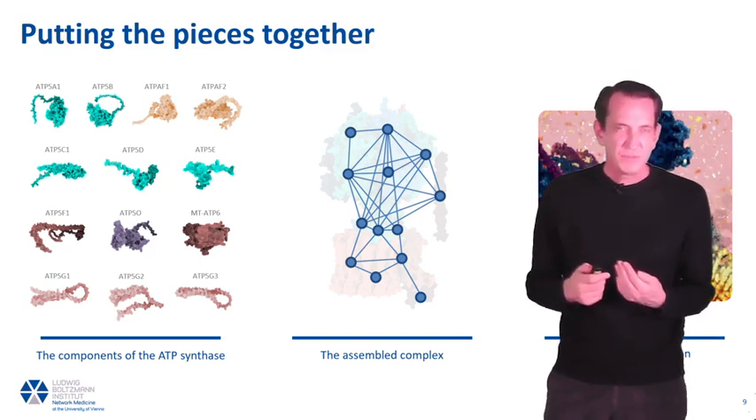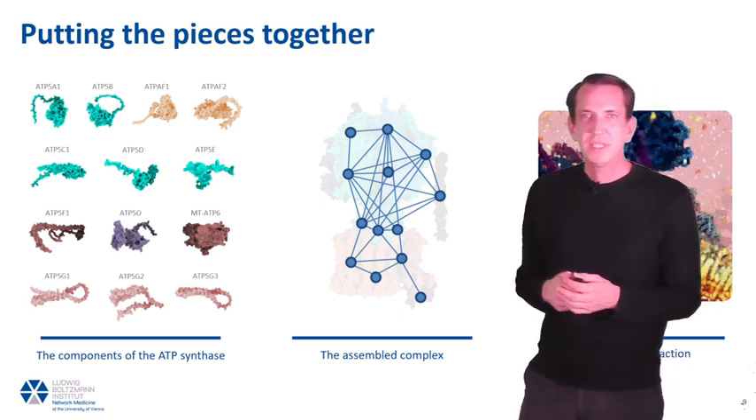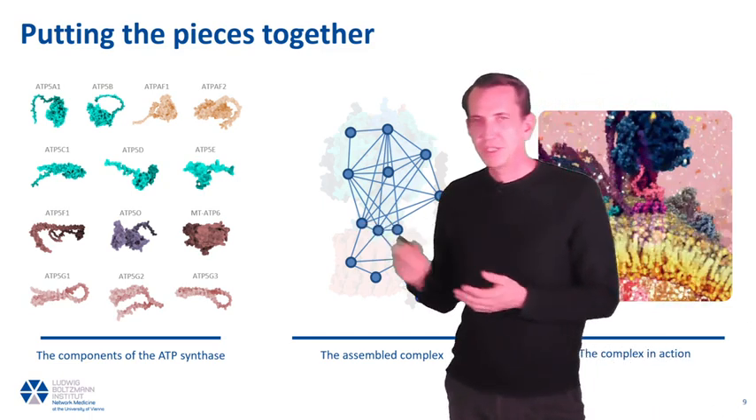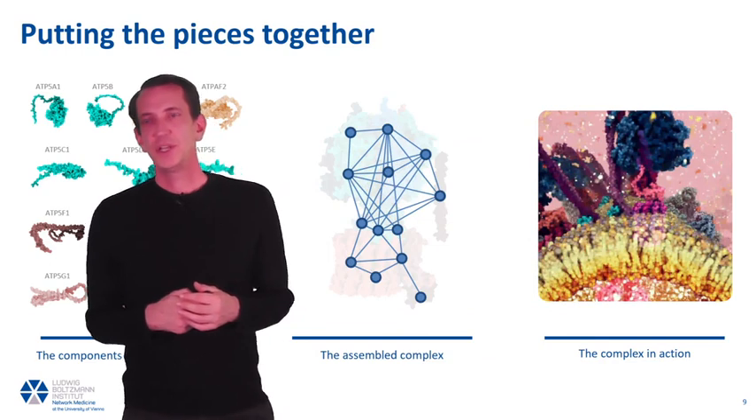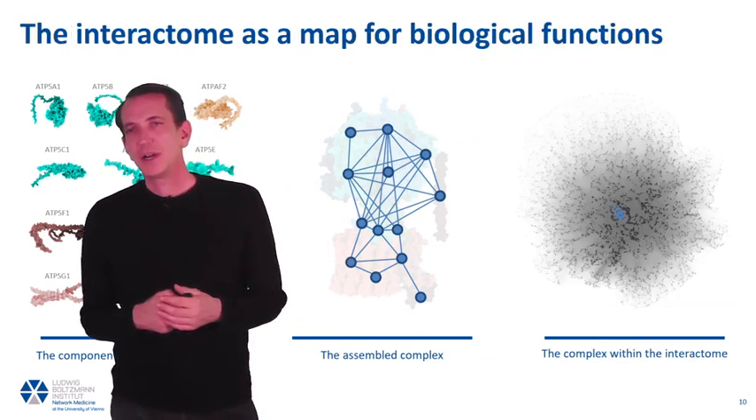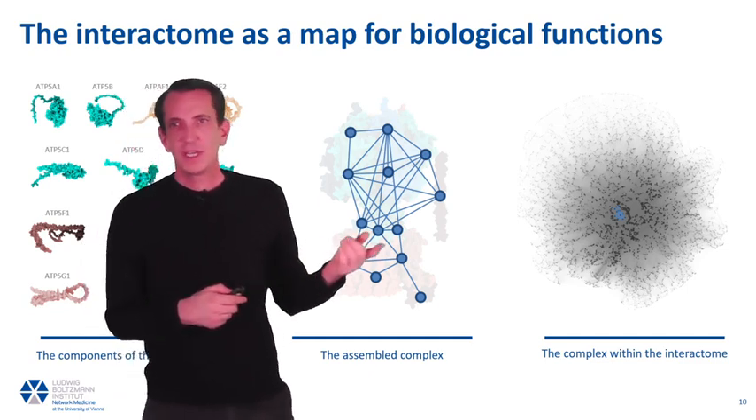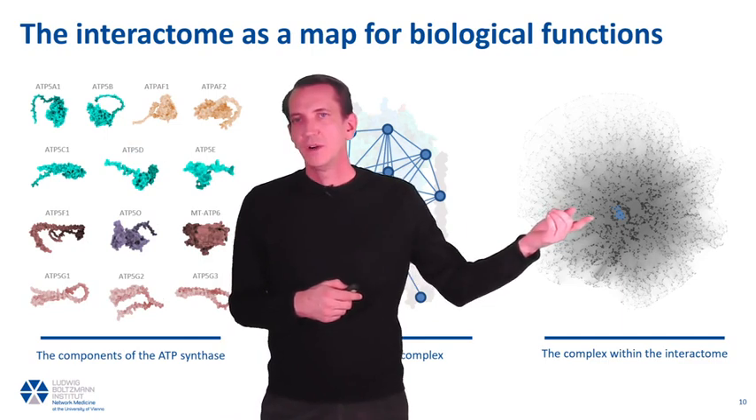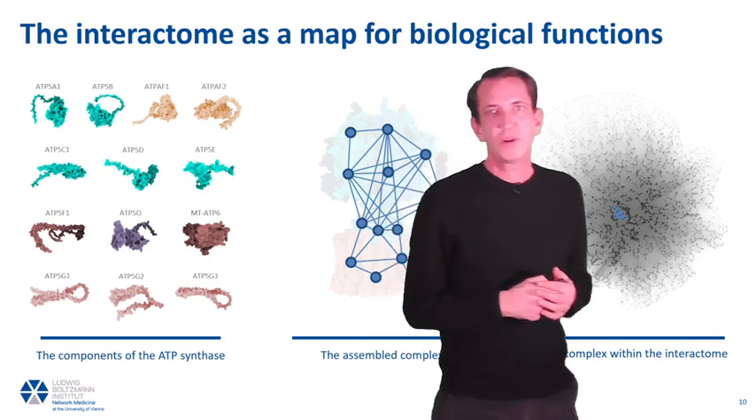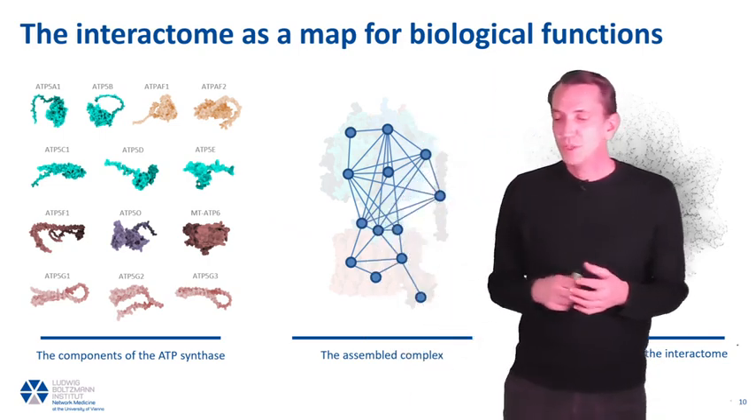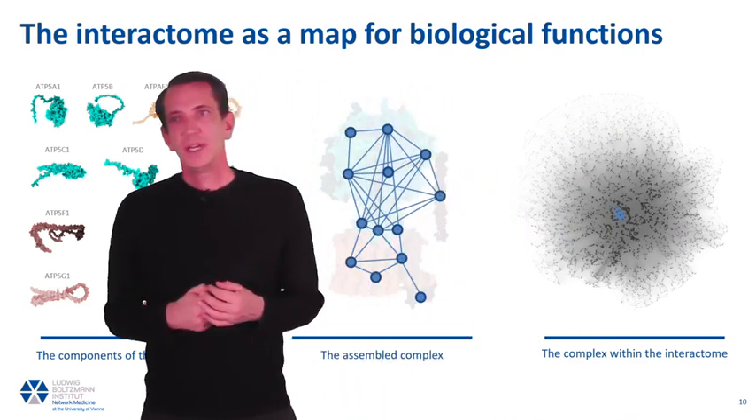Over the past 2 decades or so, researchers across the world have systematically mapped out not only the interactions among the components of the ATP synthase complex, but really genome-wide, all the interactions that exist in the human proteome. What this illustration shows is that the interactions shown here in the middle between the ATP synthase components are only a very small fraction of all the physical interactions between proteins in the human proteome.